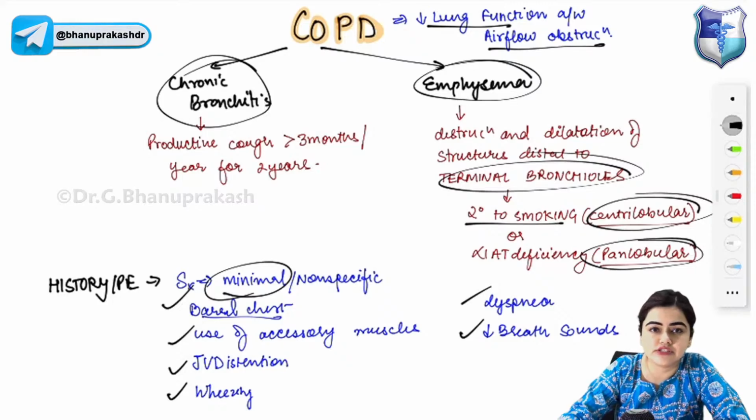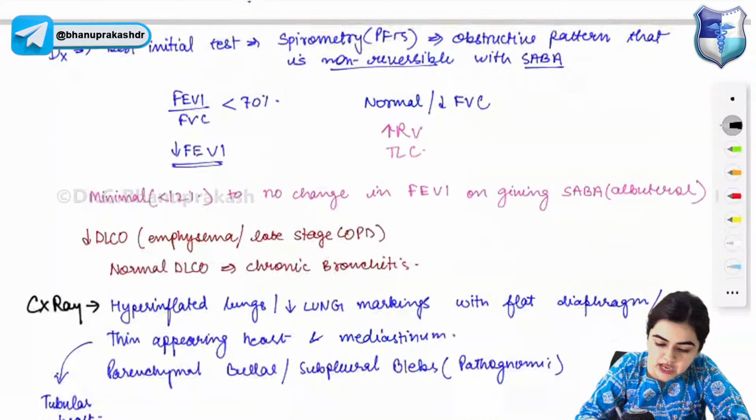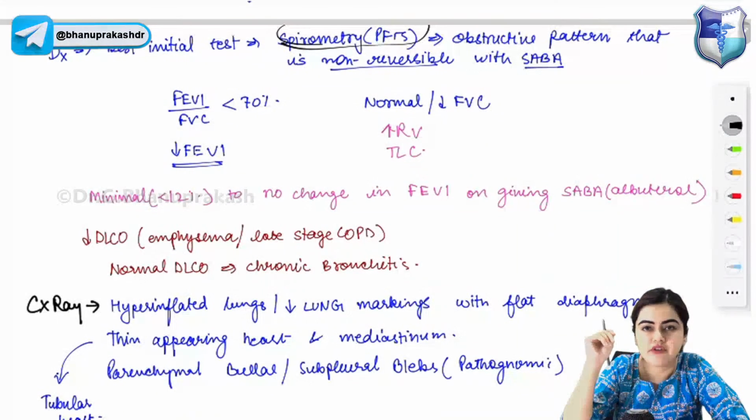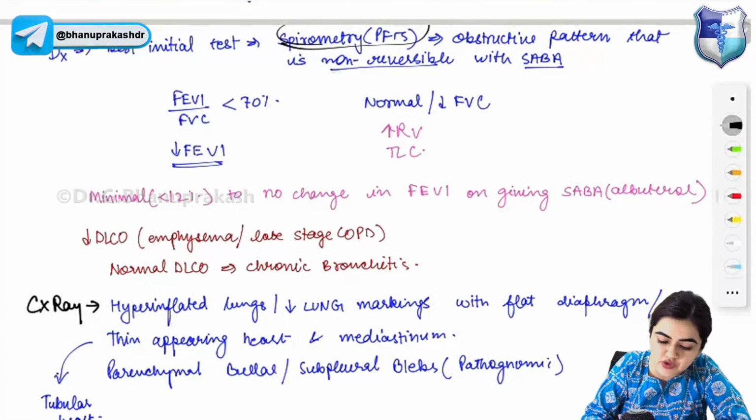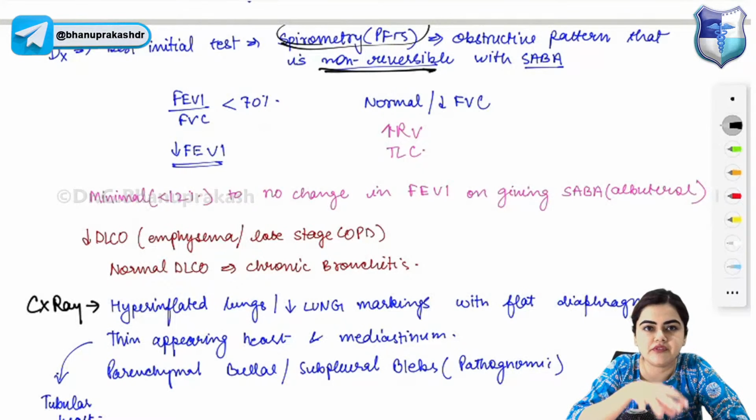Let's come to the diagnosis part. How do you diagnose COPD? The best initial test for diagnosis of COPD is spirometry, that is pulmonary function test. In pulmonary function test, you will see an obstructive pattern, and this obstructive pattern is non-reversible by giving SABA. In case of asthma, the obstructive pattern was reversible by giving SABA. Here, the obstructive pattern is non-reversible with SABA.